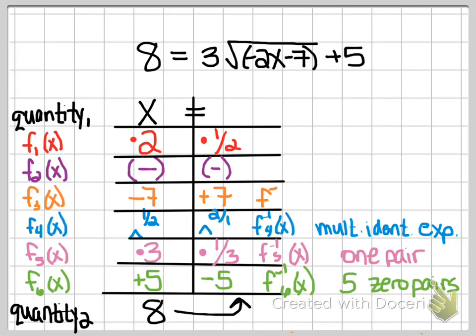And then moving further along, we can see that the fourth inverse operation is the original, taking 7 away, but now we're going to add 7.